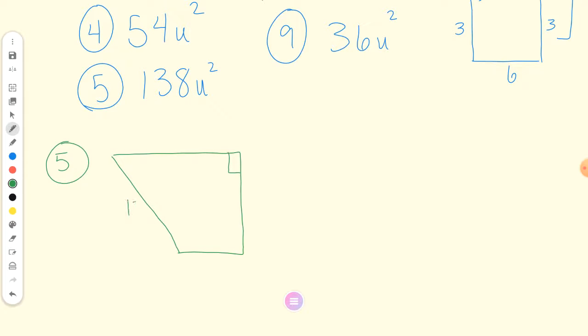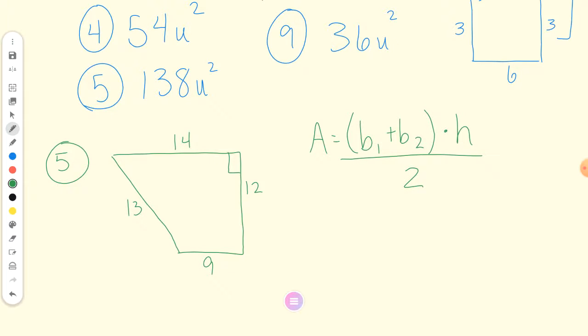Let's see, 13, 14, 12, 9. Okay, first thing, who can tell me the formula without looking at your paper for area of a trapezoid? Emma, go ahead, since you asked for this problem. All over 2. Okay, so we rewrite the formula. Substitute in what we know. Kanan, what are my 2 bases in this, and how do you know? 9 and 14. Okay, how do you know? Because they're both parallel. Yeah, they are both parallel.